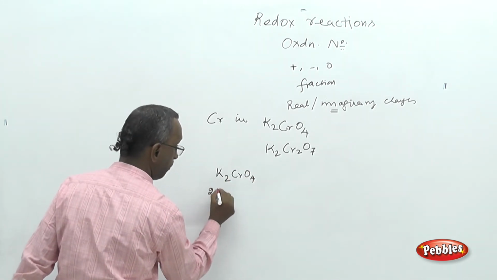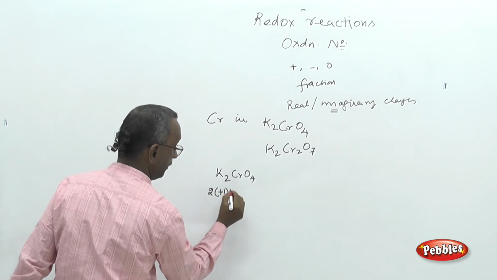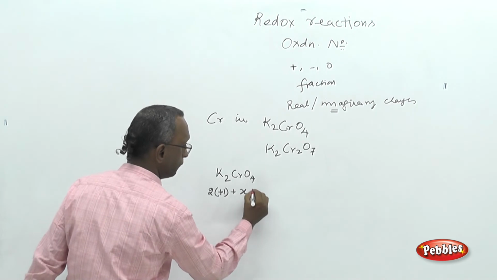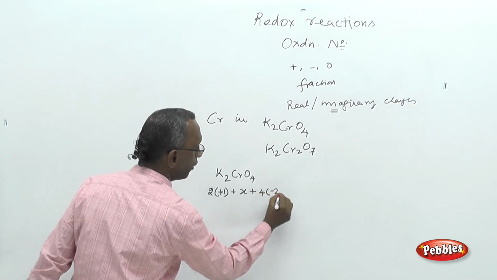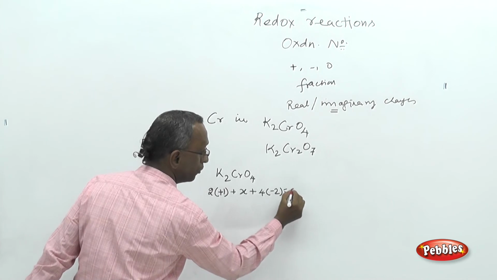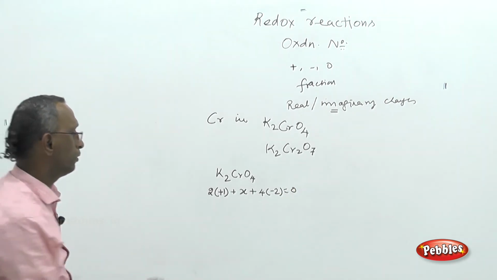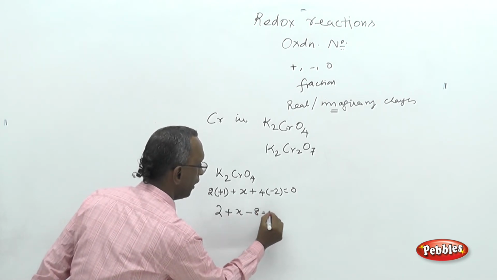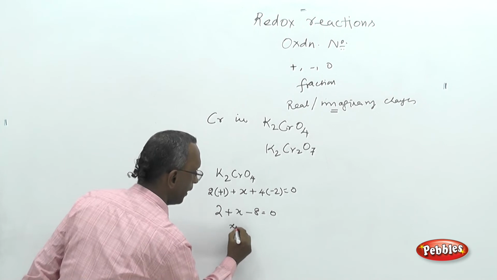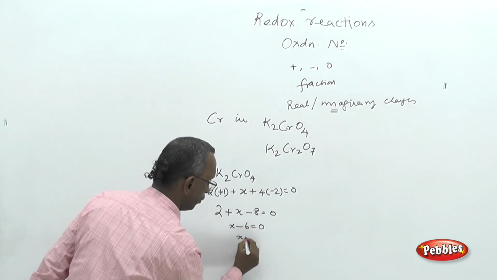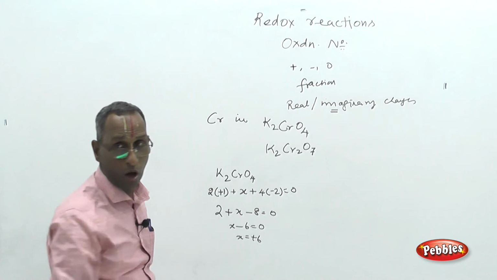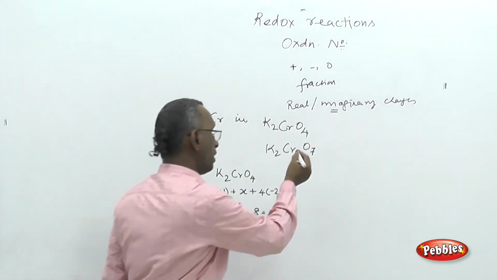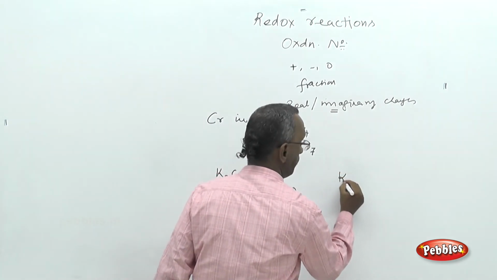First let us take K2CrO4 as the example. Potassium is +1. There are 2 potassium ions, so 2 into +1, plus chromium oxidation state we don't know, plus 4 oxygens, each having an oxidation number of -2. So 2 plus X minus 8 equal to 0. X minus 6 equal to 0. X equal to +6. So the oxidation state of chromium in this compound is 6. Here also it may come to 6. We will see.